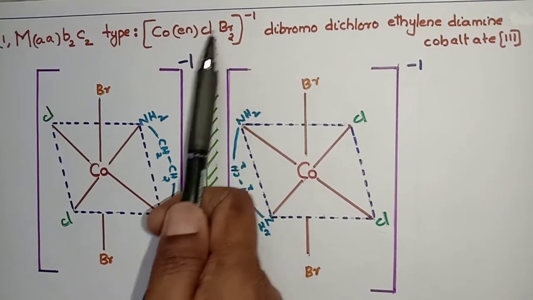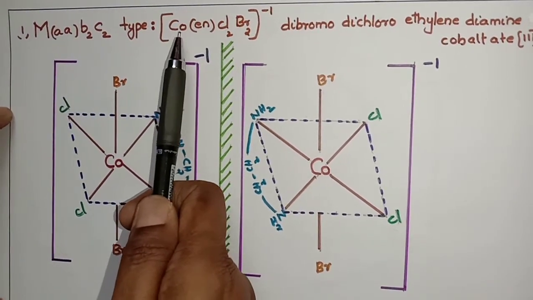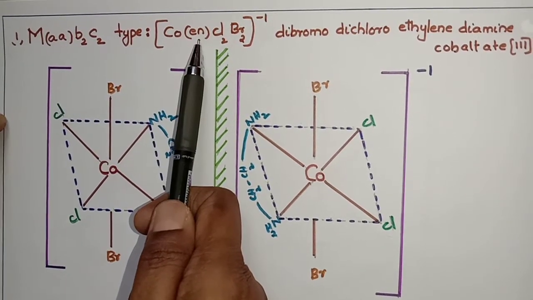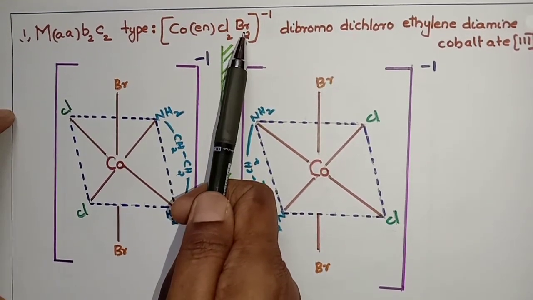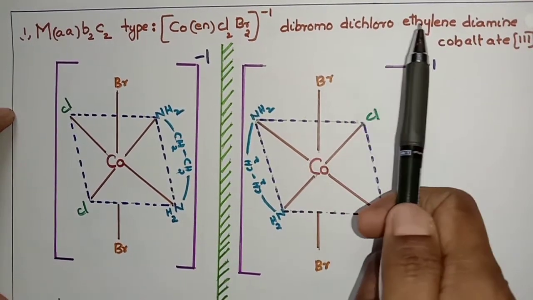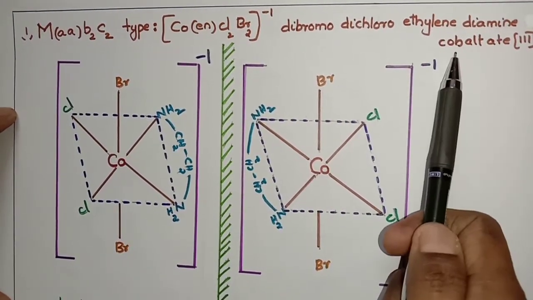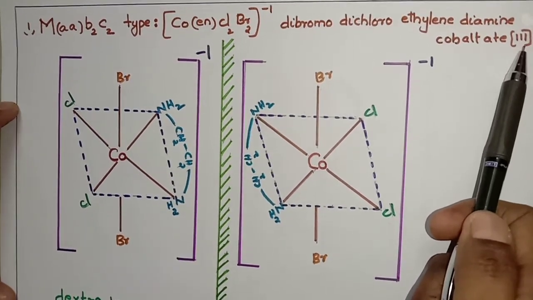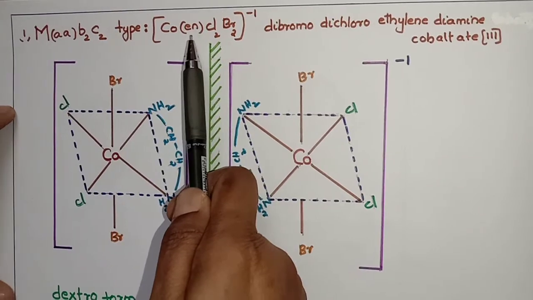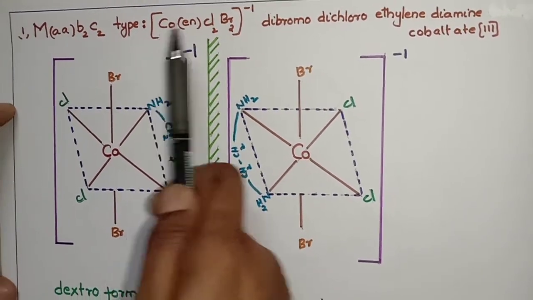[Co(en)Cl2Br2]^-1. It is a negative complex ion. The central metal is cobalt, ethylene diamine is the bidentate ligand, along with a chloro group and a bromo group. How do you name it? Dibromo dichloro ethylenediamine cobaltate(III). 3 is its oxidation state. Okay. Dibromo dichloro ethylenediamine cobaltate(III).